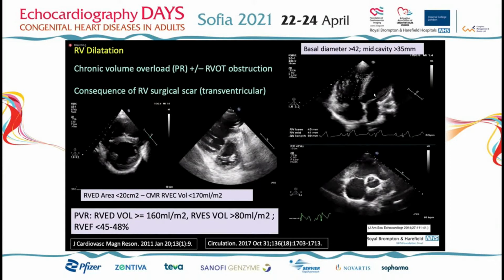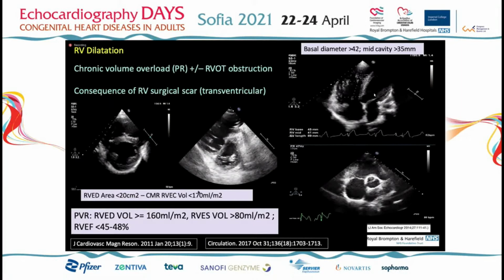And we know that a right ventricle that dilates very much might not recover fully after correction of the volume overload, if the cause contributing to the dilatation is volume overload, for example, in cases of severe pulmonary regurgitation. And some studies have suggested that when the right ventricular end diastolic volume is more or equal to 160 mL per square meter or more than 80 mL per square meter in systole, in MRI, that normally indicates that the ventricle will not be able to remodel after the pulmonary valve replacement.